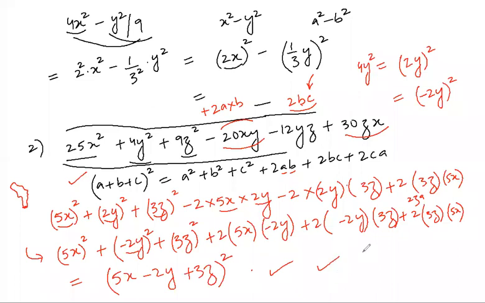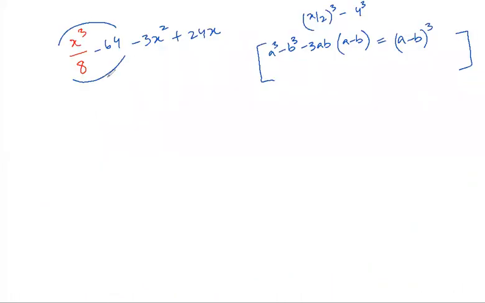So this is a tricky sum. You can do a similar sum like this. You can practice something like x cubed by 8 minus 64 minus 3x square plus 24x. So you could practice. So students, see the sum x cubed by 8 minus 64 minus 3x square plus 24x. So you do a lot of sums and then you get practice of which identity will be fixed in this.